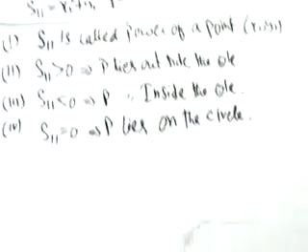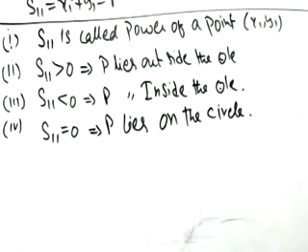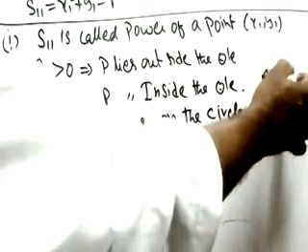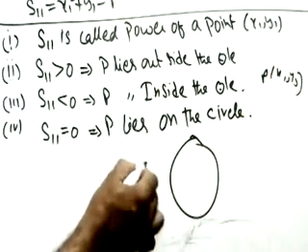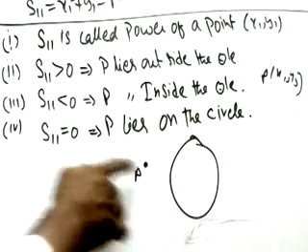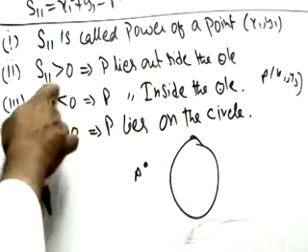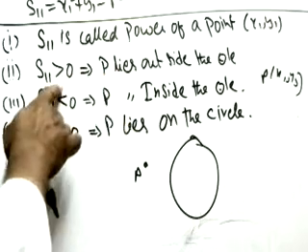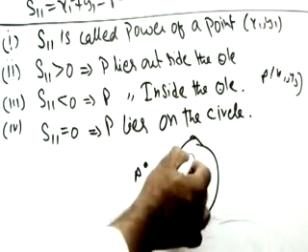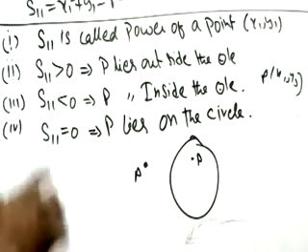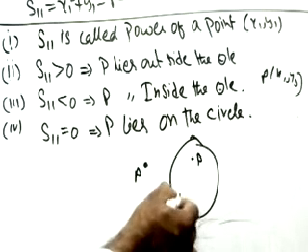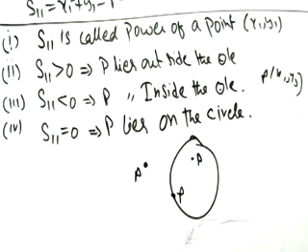Now see here the next concept. S11 is called the power of a point. Suppose we have a point P, say x1, y1. How can we find if P is outside the circle? If P is outside the circle, then S11 will be greater than 0. That is, S11 greater than 0 implies P lies outside the circle. If S11 is less than 0, point P lies inside the circle. If S11 equals 0, the point P lies on the circle.